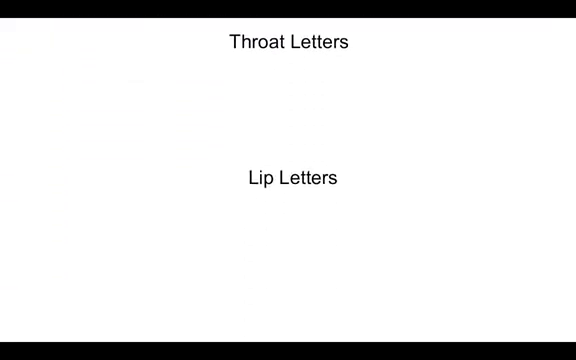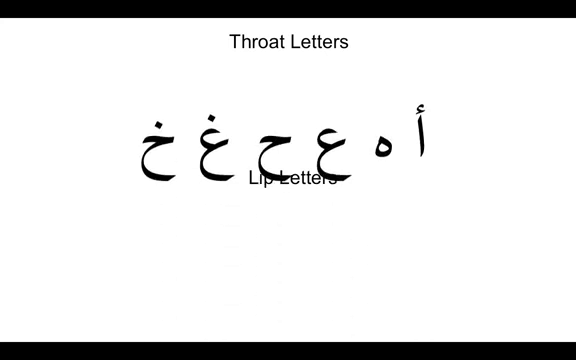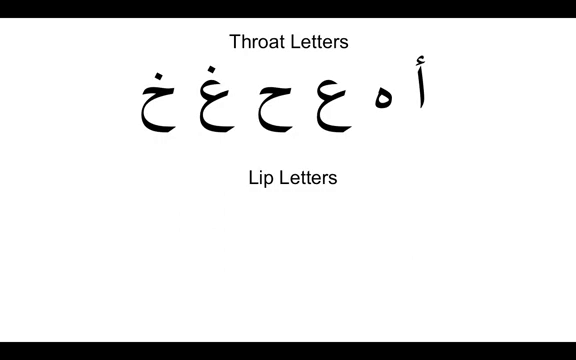What are the throat letters? The throat letters are 6, and they are hamza, ha, ain, ha, ghain, kha. One more time: hamza, ha, ain, ha, ghain, kha. And we should memorize them in that specific order.